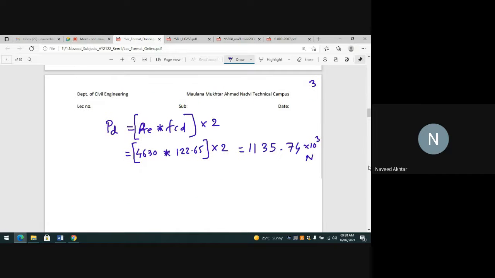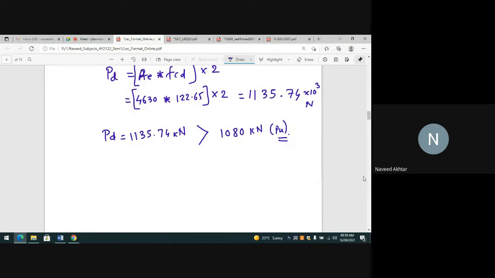If I write, the PD is 1135.74 kilonewton, which is greater than 1080 kilonewton. So the selected section is okay. Selected section 2 ISMC 300 at 36 kg per meter is okay. We can proceed.